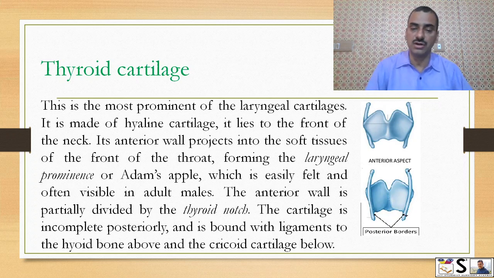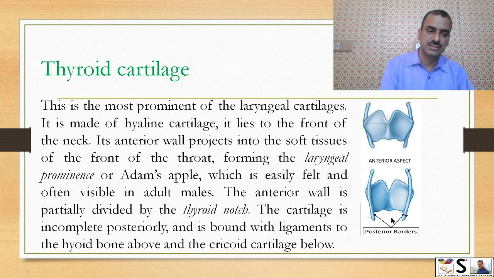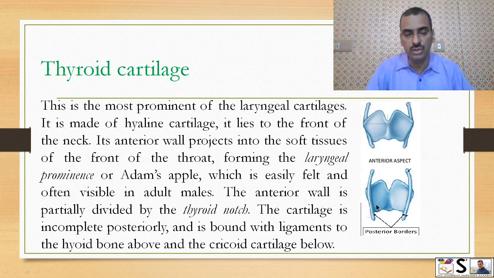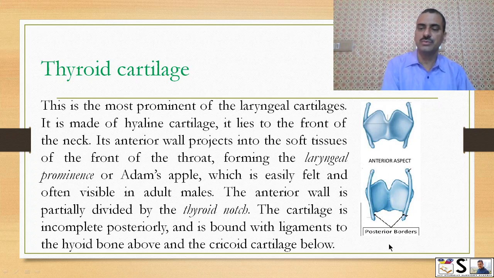The interior wall is partially divided by thyroid notch. Here you can see this is thyroid notch. The cartilage is incomplete posteriorly and is bound with the ligaments to the hyoid bone above and cricoid cartilage below. So these are the parts which attach to the hyoid bone, and these attach to the cricoid cartilage.